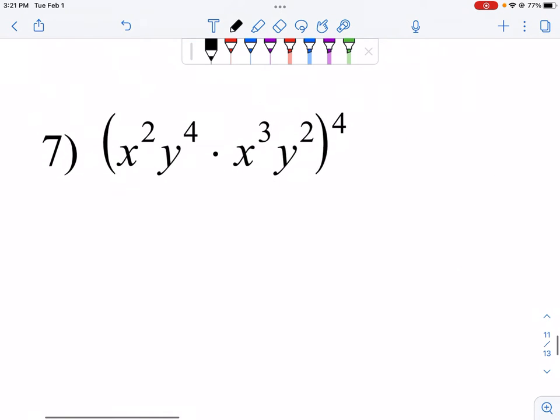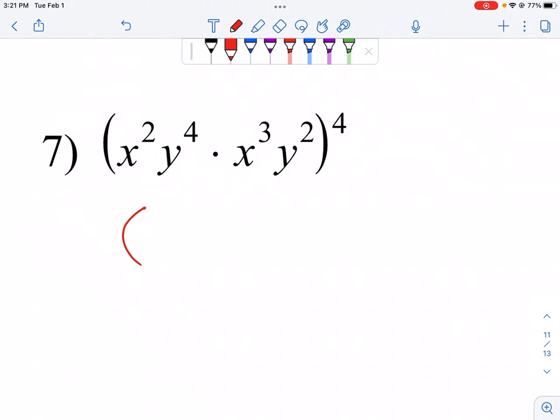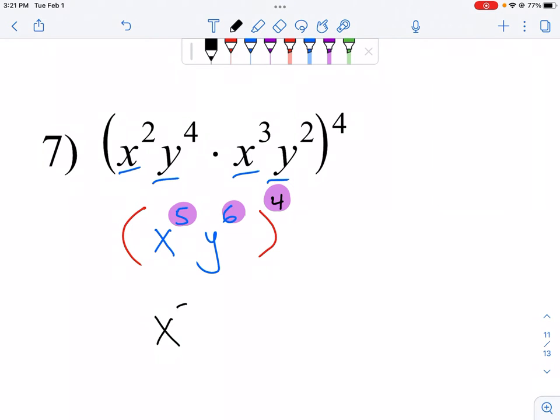Okay, down here, you are allowed to take this 4 and distribute it in if you would like. I'm going to do it the other way, though. I'm going to clean up and simplify everything inside my parentheses first. So I have x to the second and x to the third. It's a total of x to the fifth. Y to the fourth and y to the second is a total of y to the sixth. And now that I've done that, I'm going to take this 4 and apply it. And this is going to make x to the 20th, y to the 24th.